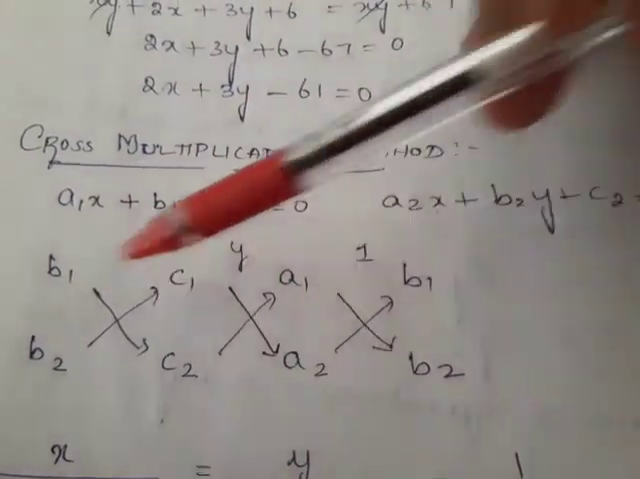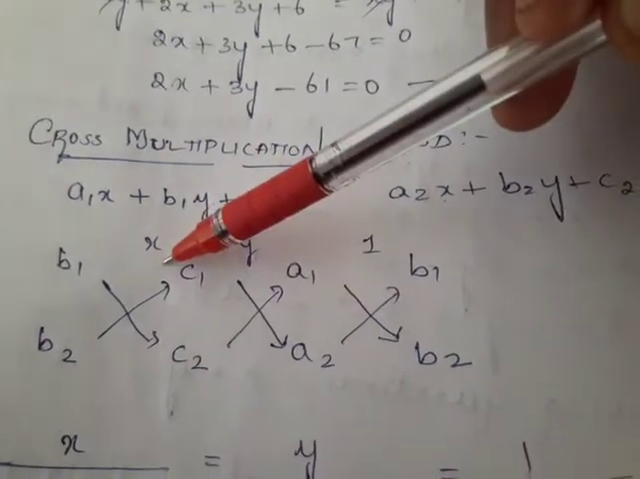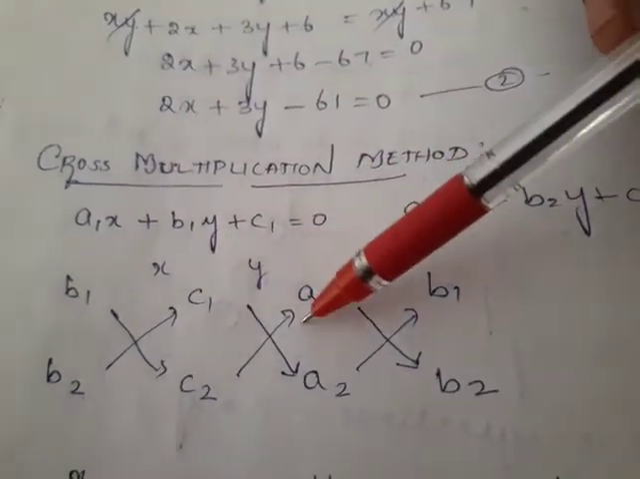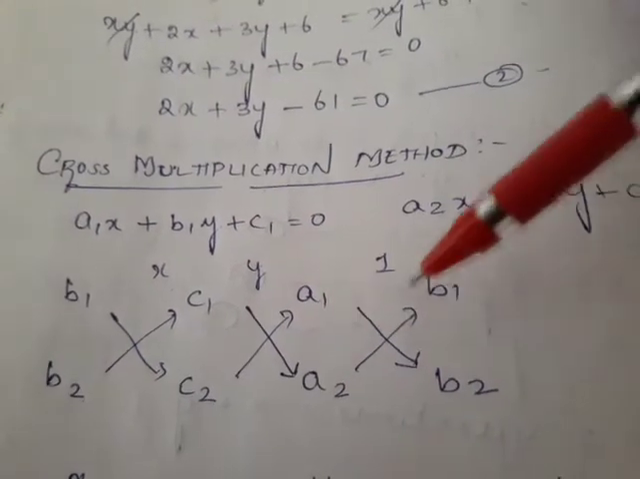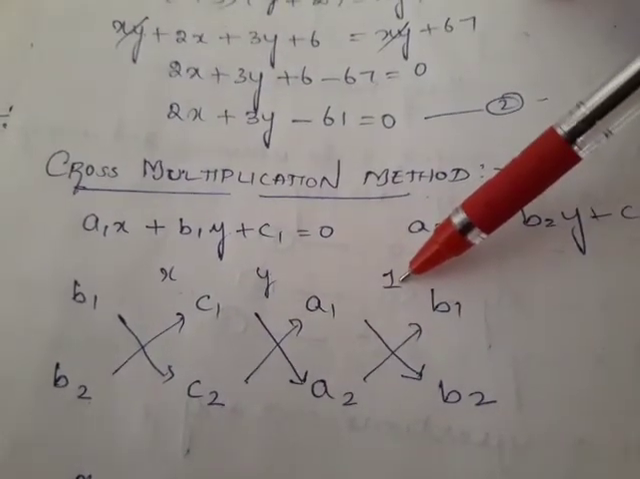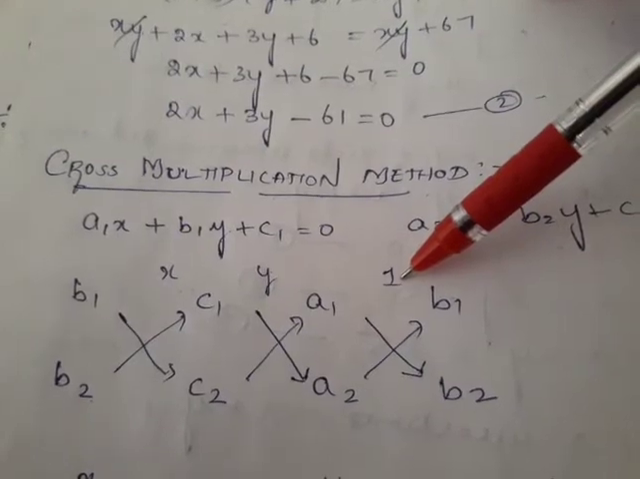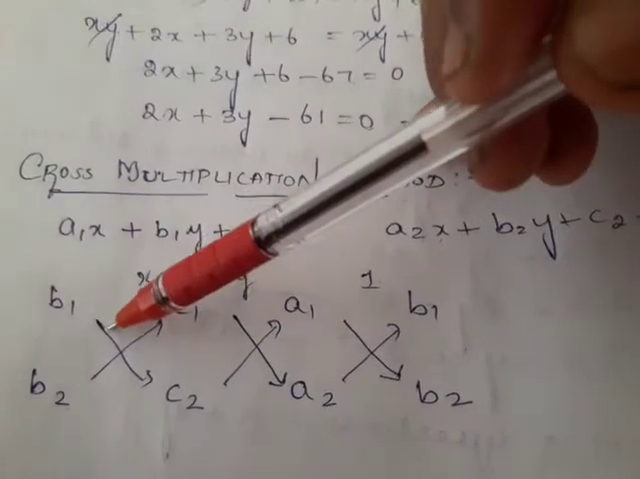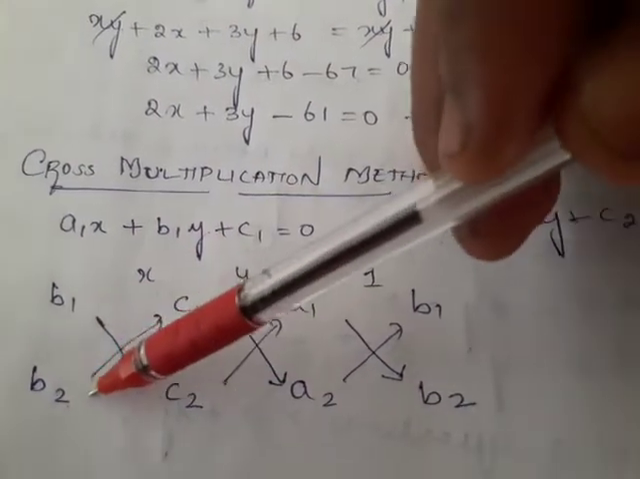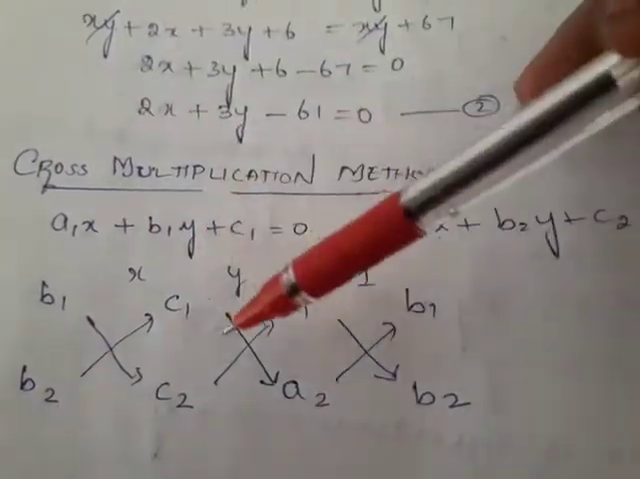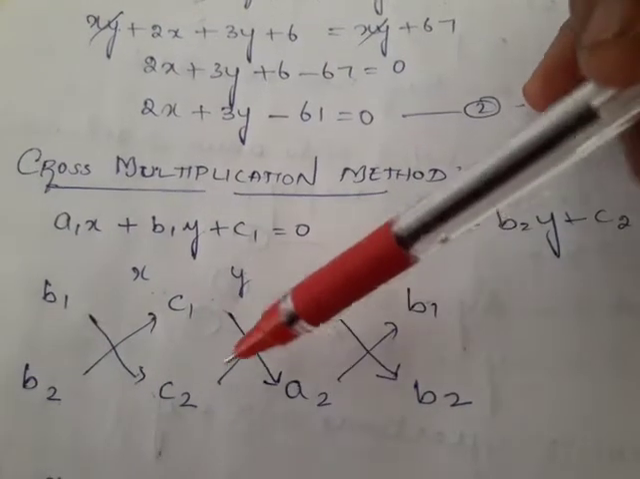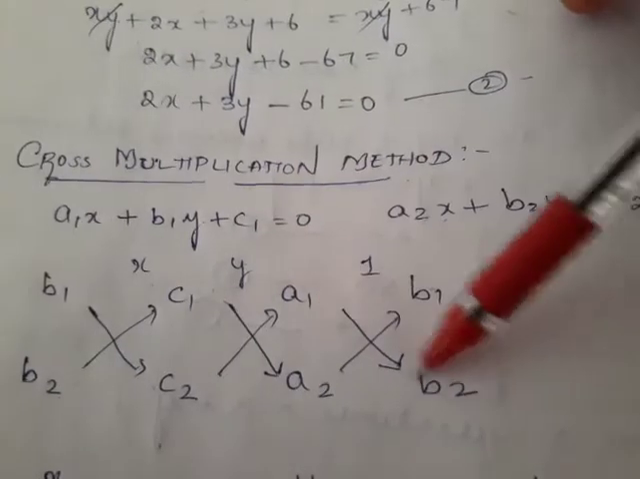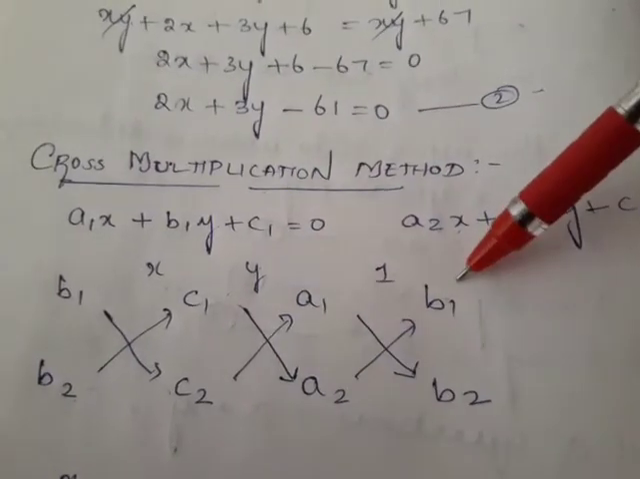Now, the first two rows will give you the value of x, the second two rows will give you the value of y, and the last two rows will give you the value of the constant. What are we going to do? How are they going to give you the values? We are going to cross multiply. How? Like this, b1 into c2 minus b2 into c1, the same way, c1 into a2 minus c2 into a1. And a1 into b2 minus a2 into b1.